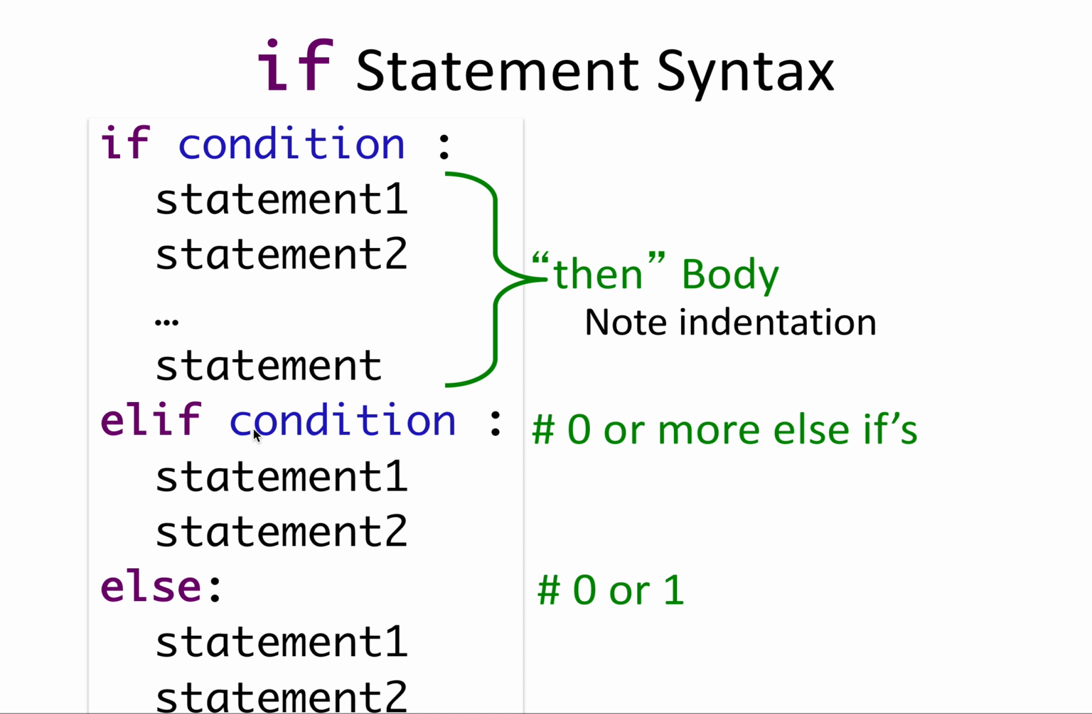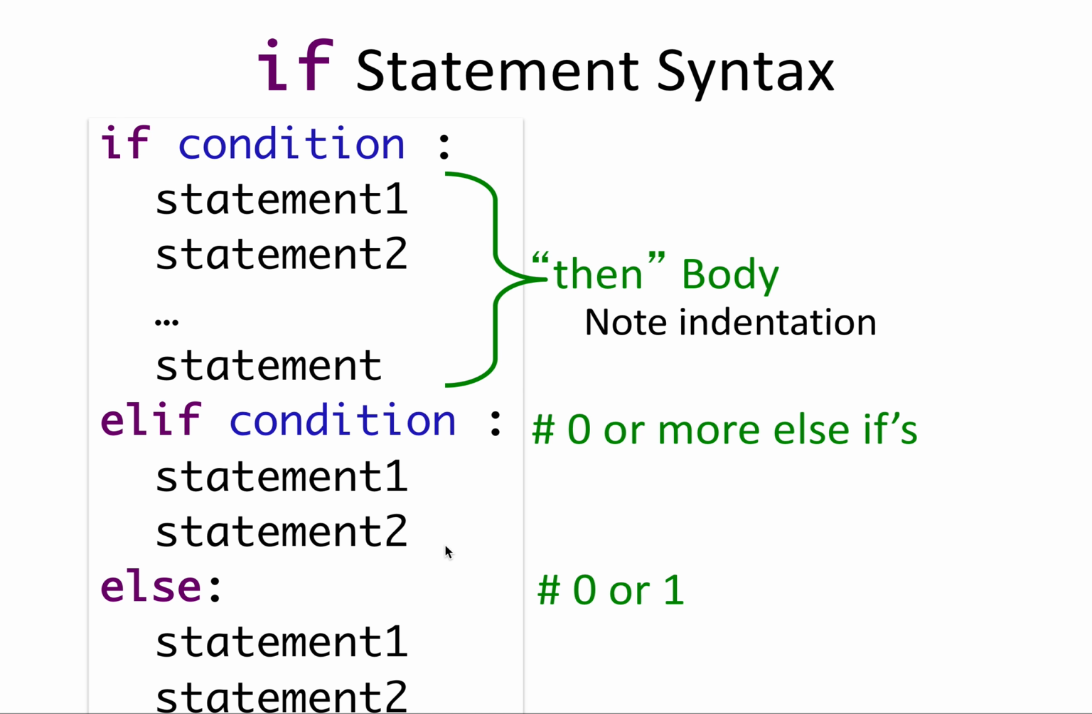Then maybe we have another condition that we want to have true. Then we use an elif. Elif conditions are only evaluated if all of the prior conditions were false. So as soon as we find a true condition, those are the indented statements we're going to execute. Finally, if none of the conditions are true, we fall down to this else.